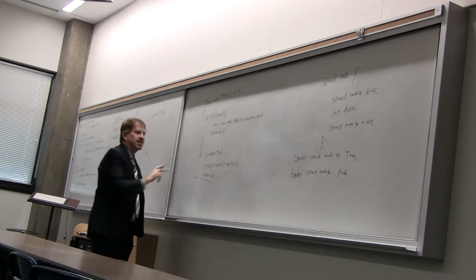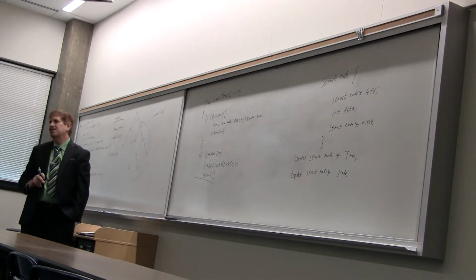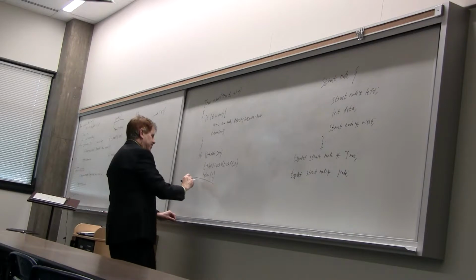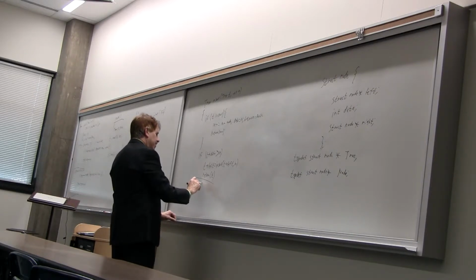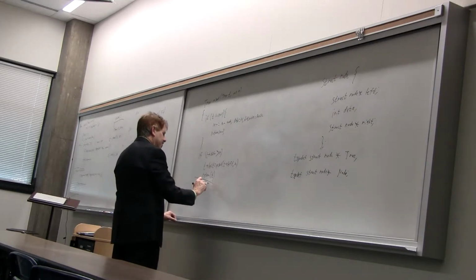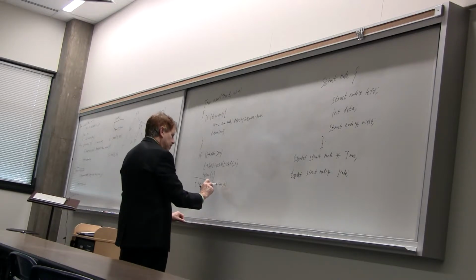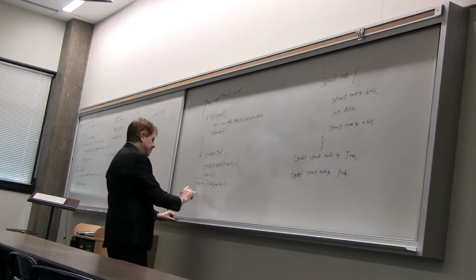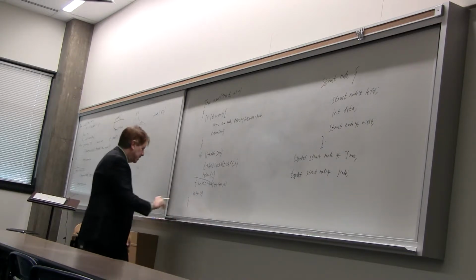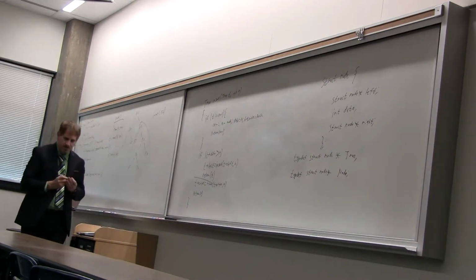If this was not the case, then my number must lie to the right of the root, and so I'm going to do the same thing. T arrow right equals insert T arrow right, comma n, and then I'm going to return T. And that's my whole routine.